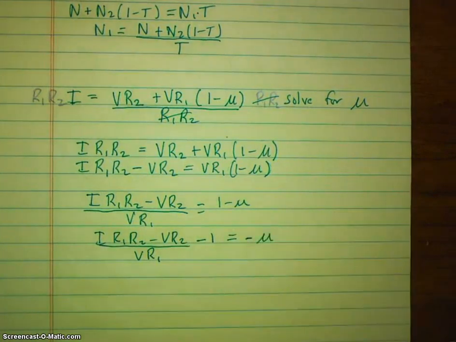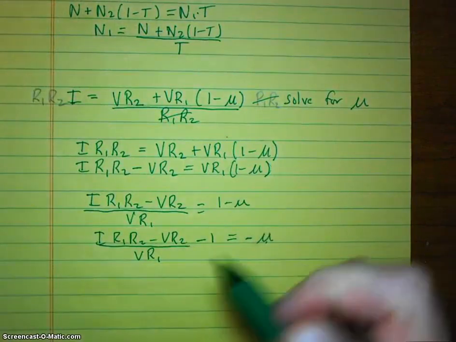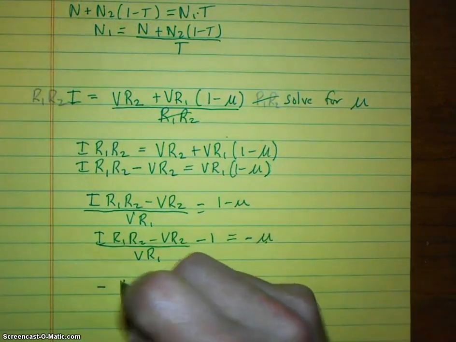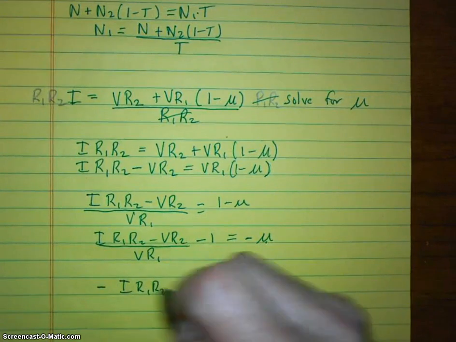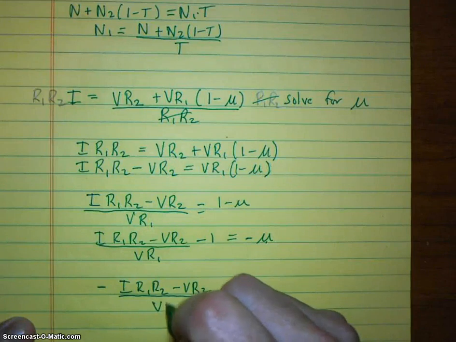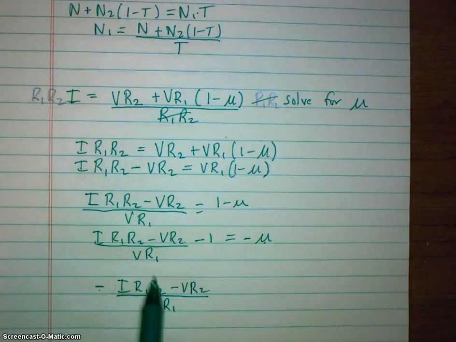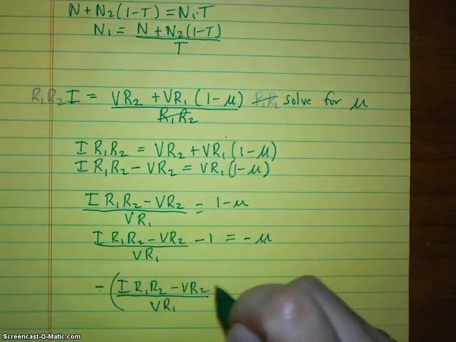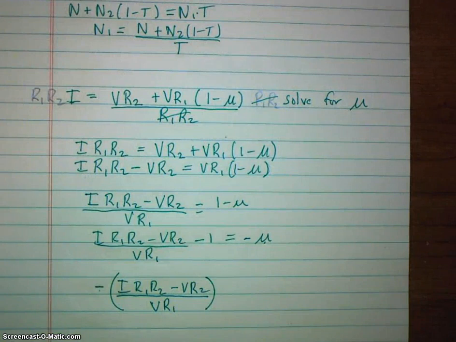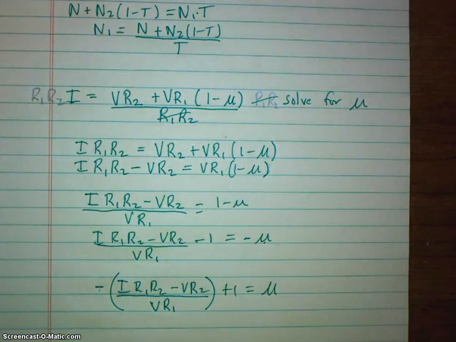mu. People will forget that that minus is still connected to the mu. So final answer, to get the mu all by itself, we have to multiply everything by negative 1. So I would write negative IR1 R2 minus VR2 all divided by VR1. And you know, when I write this, it's kind of unclear. Is this minus only with the first thing, or is the minus on the whole fraction? So I'm going to put it in parentheses just to be clear that that minus goes with the whole fraction. And then when I multiply this one by minus 1, I get plus 1. And then there's my mu.